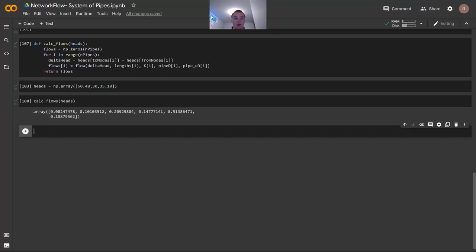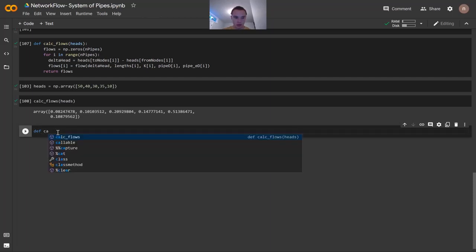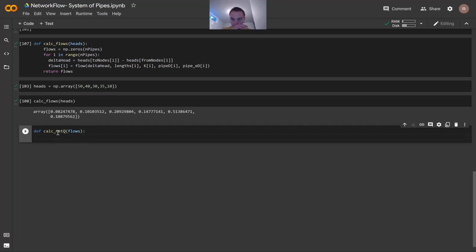Okay, so now we can create another function that will calculate the flows at each node, given the flows through each pipe from the function we just made. We can call this function calc net flow, and it will take in our flows argument. We need to make sure that our net flows start with 0, just like we did in the function above.